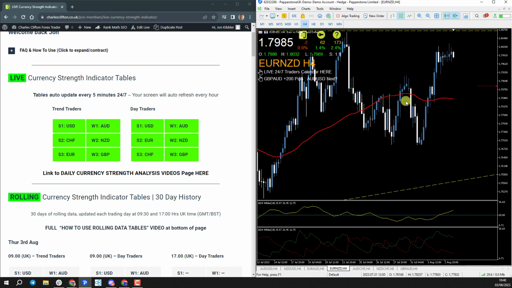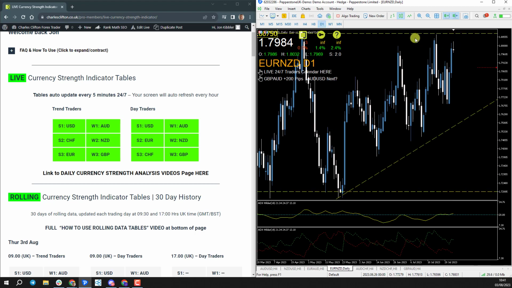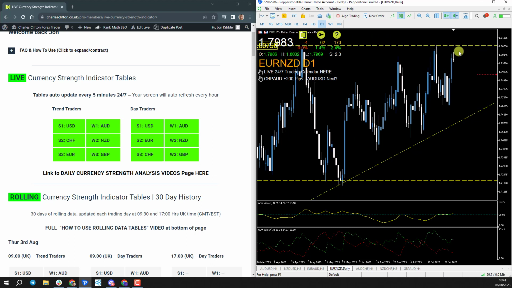Going on to Euro Kiwi then. So again, I've got an alert down at the 78.80 area. Looking at the daily chart at the moment, we are very close to that target area of the 80.75, these kind of key highs through here.